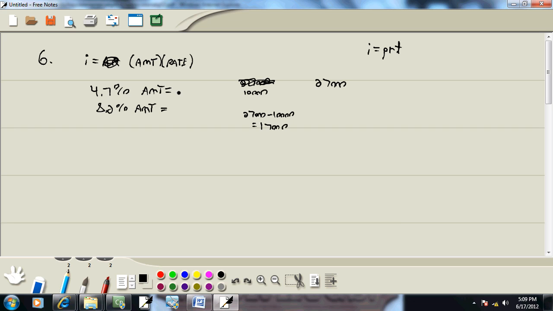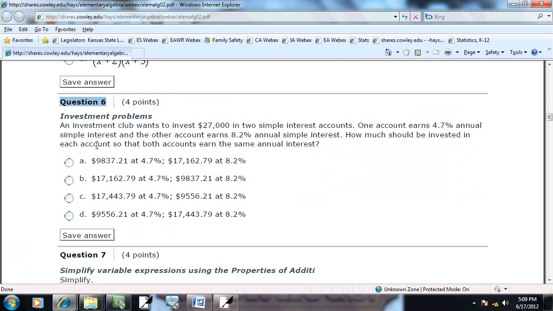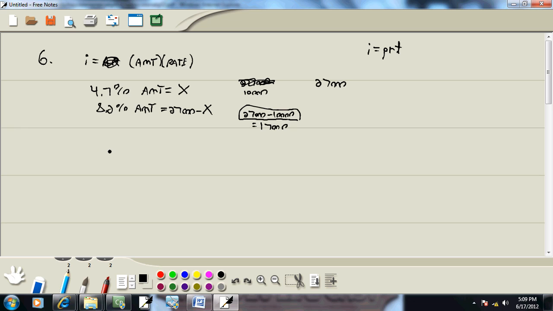Now, we really don't know how much is in the 4.7% amounts, so we put X there. So instead of putting 10,000 here, we'll put an X. So this will be 27,000 minus X. Sometimes I'll do simple number examples like this just to help wrap my mind around what they are referring to. How should the setup go? They're wanting to earn the same annual interest. So they want us to set the amount times the rate of each one of these equal to each other.